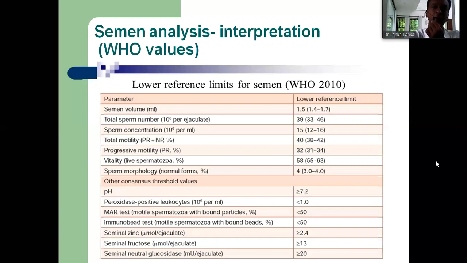So these values you need to know, because sometimes in the stations you will get seminal fluid analysis reports to interpret. So this latest classification according to the WHO criteria, you need to know about the reference levels.